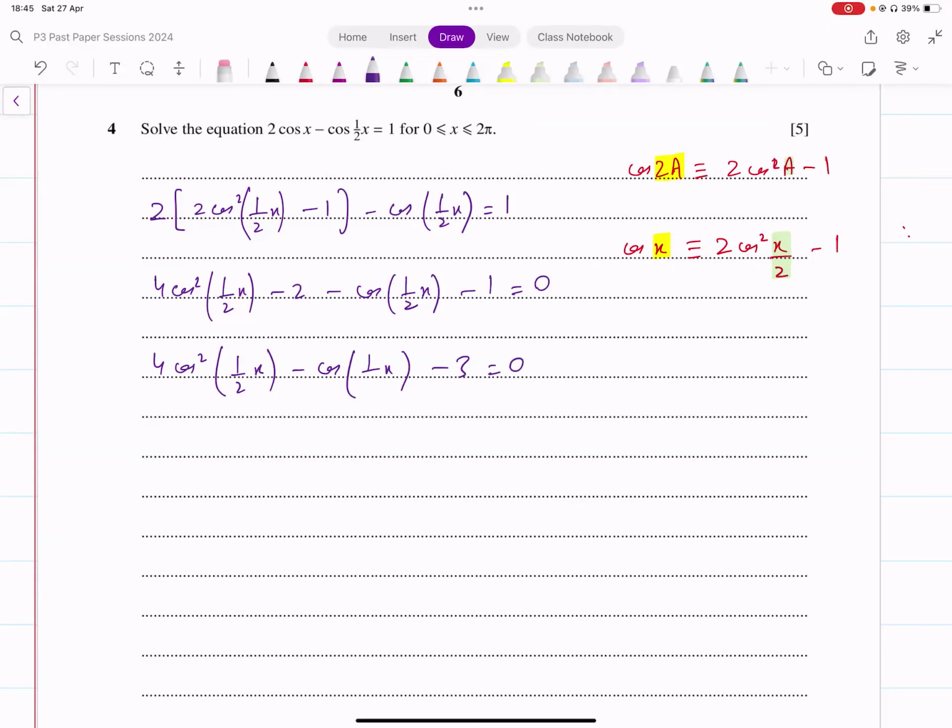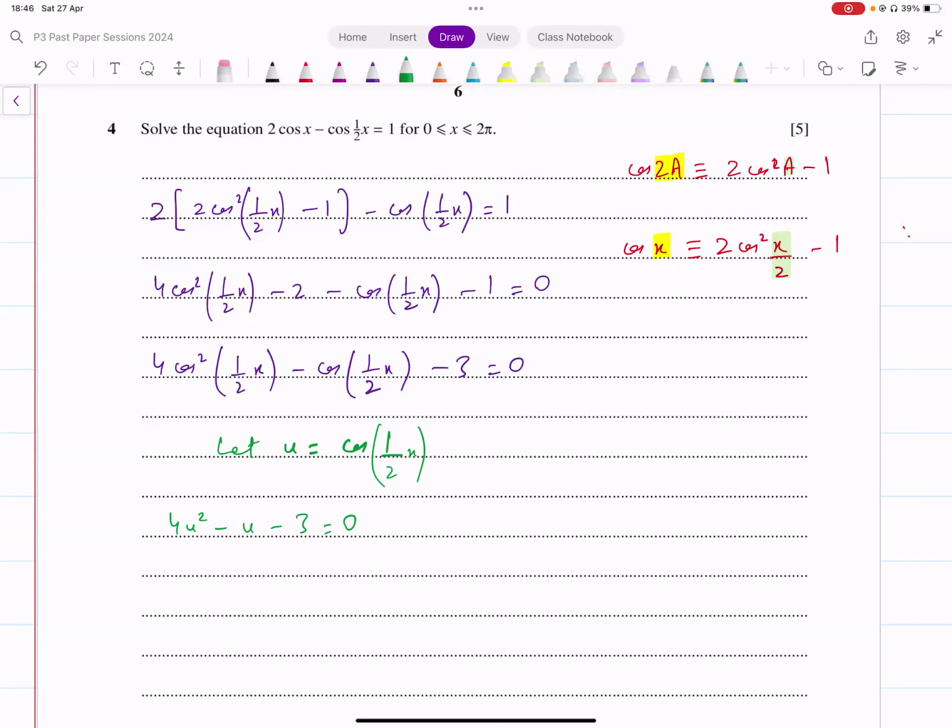And what we can do now is use a substitution, right? This is the quadratic form, so we can use a substitution. We can say, let this thing, cos of half x, be another variable. Let's say u equals cos of half x, and now this equation can be written as 4u squared minus u minus 3 equals 0. It's a quadratic equation. You can solve it like a quadratic.